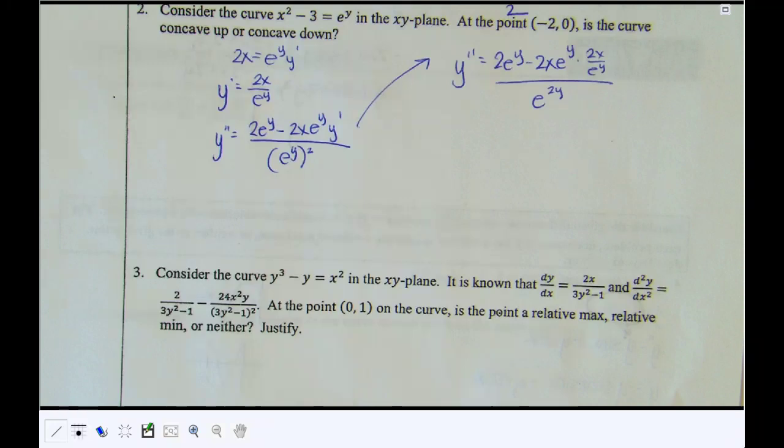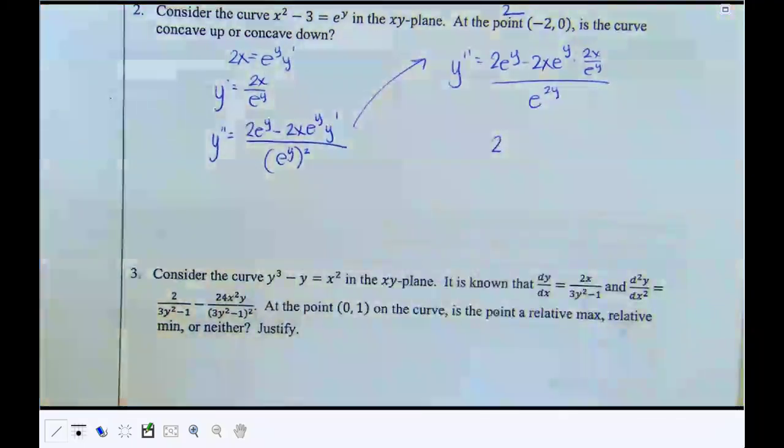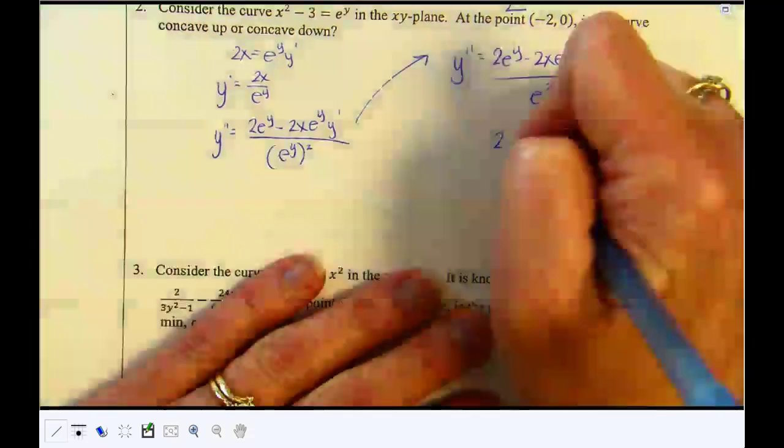Who said that? That was Garrett. He said I had y prime and I didn't plug it in yet. Oh, yeah, I popped my y prime in there. Okay, so also e to the y, e to the 0 power is what? 1. So this is 1.